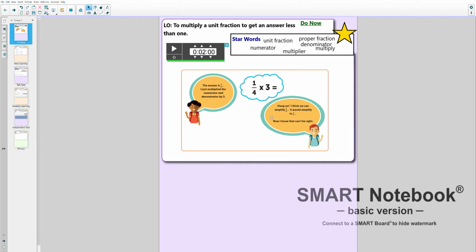Just having a look at it, we've got a classic conversation cartoon between two of our characters. The red person here says, for 1/4 times 3, the answer is 3/12. I just multiply the numerator and the denominator by 3. Remember, the numerator is the top number and the denominator is the bottom number. Whereas the person over here says, hang on, I think we can simplify 3/12. You would simplify it to 1/4. Now I know that can't be right. So pause the video here and see if you can figure out what's going on. What should the answer be and what mistakes might they have made?